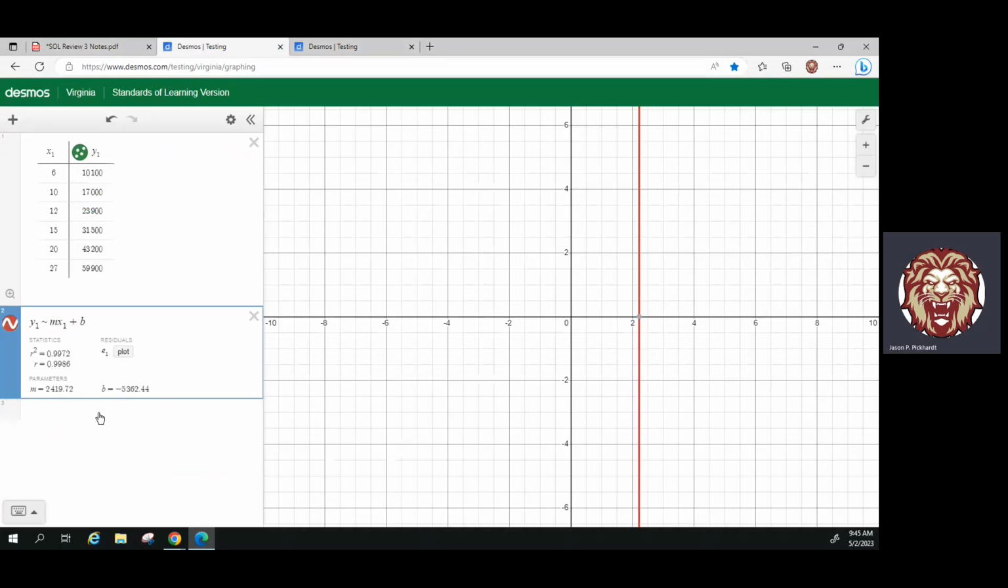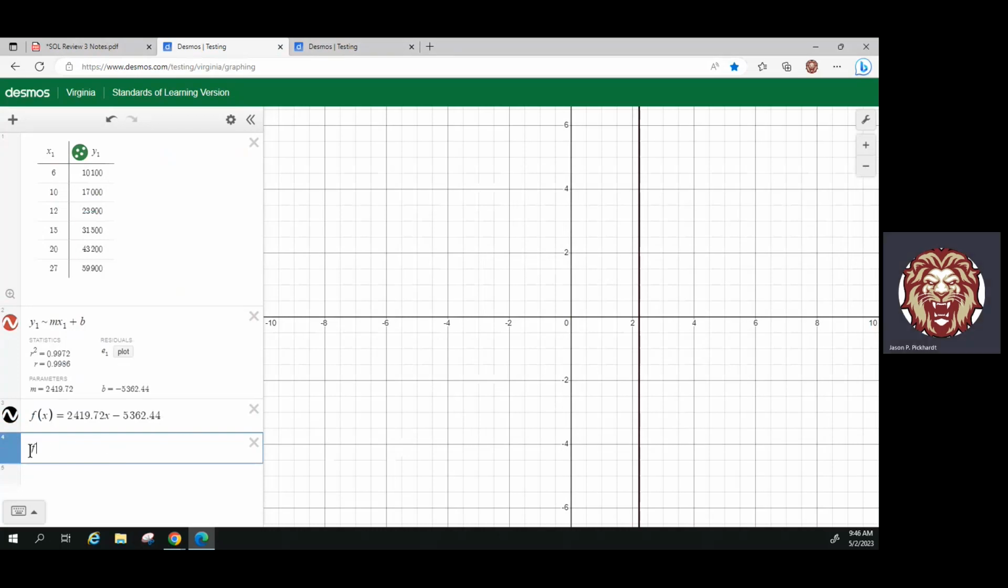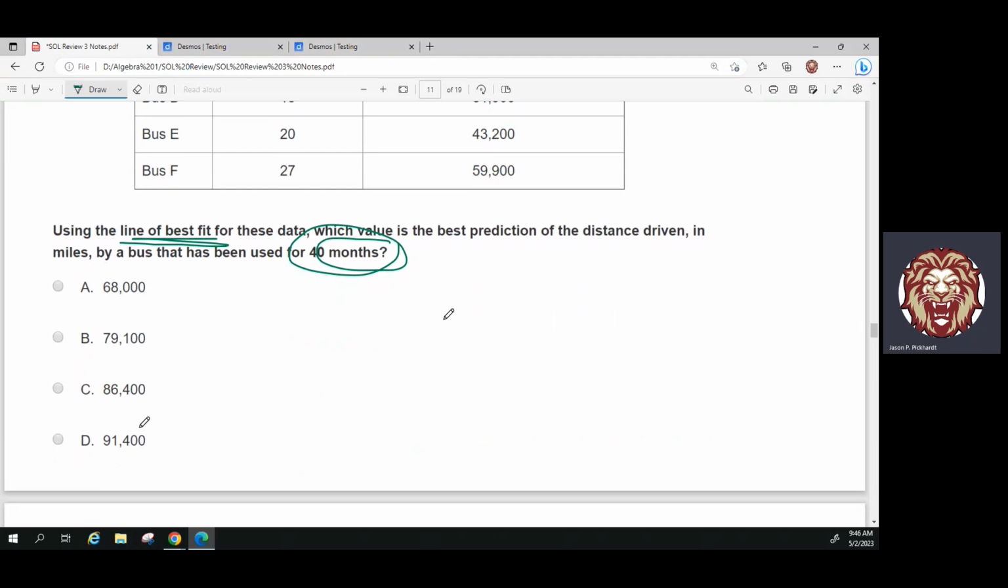And so what I'm going to do is I'm going to take my slope and my intercept and I'm going to type a function in here. I'm just going to use the exact numbers they give me. I'm not going to do the squiggly or the X1 anymore because I want this to actually graph a function. And then I'm going to ask the calculator, hey, when X is 40, so I do F of 40, what is Y? And here we have an estimate for the number of miles driven, 91,426. And that's as close as we get to it. So that's our answer.